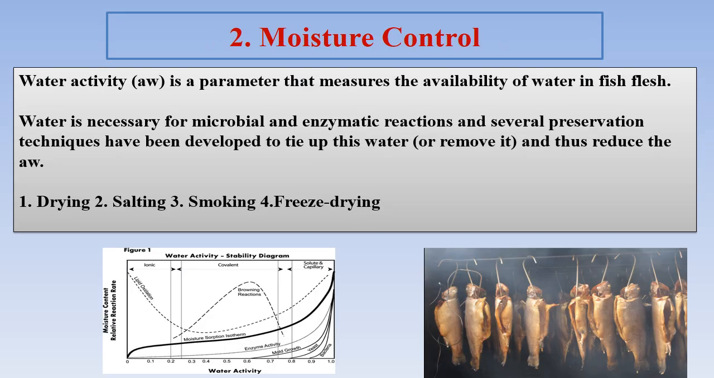The second principle for preservation is moisture control. As we all know, moisture is the most essential requirement for microbial growth. So if we can prevent the availability of moisture, then we can prevent spoilage and do the preservation. This moisture availability is expressed as the water activity, and when the water activity is very low, that is below 0.8, the microbes cannot grow and we can preserve the food or the fish or the meat. So water is necessary for microbial growth and enzymatic activity. Several preservation techniques are based on this, like drying, salting, smoking and freeze drying. In all these methods, the water activity is reduced, so the microbes cannot grow, enzymes cannot act, and the fish is preserved.